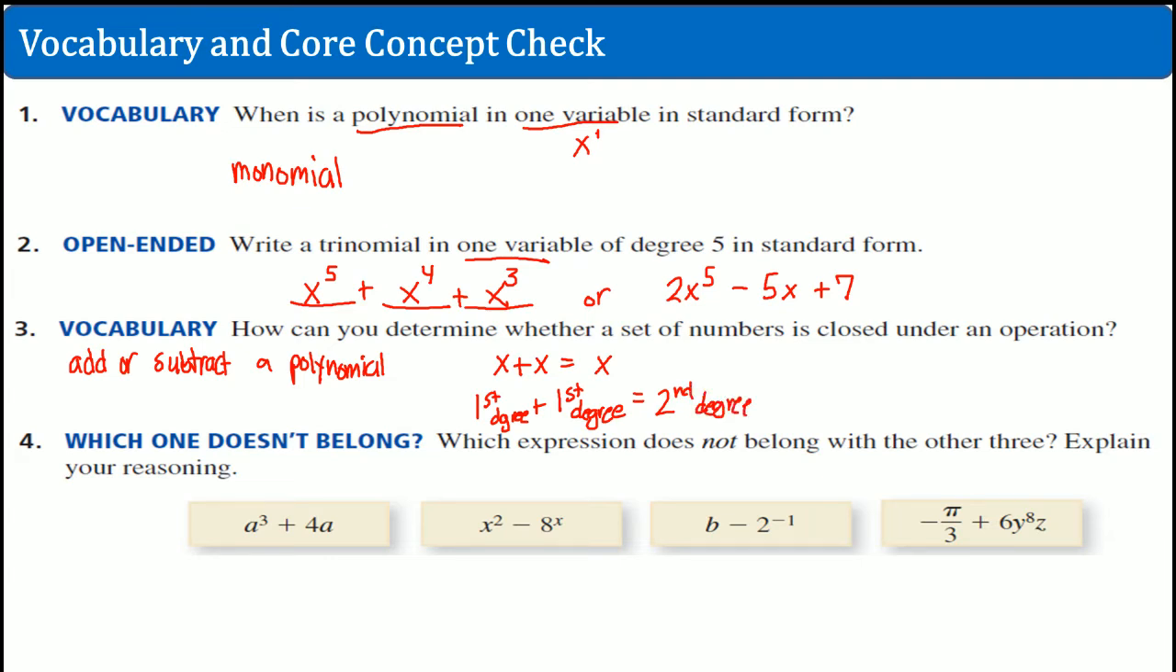Number 4, which one does not belong? Which expression does not belong with the others? Explain. So here, this is not a polynomial because of the x in the exponent. This is a -1, so this is not a polynomial.